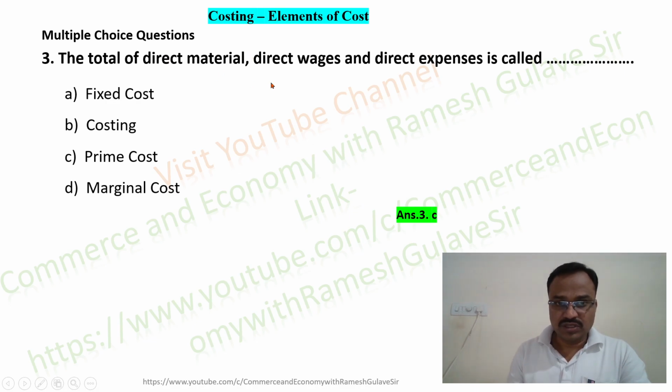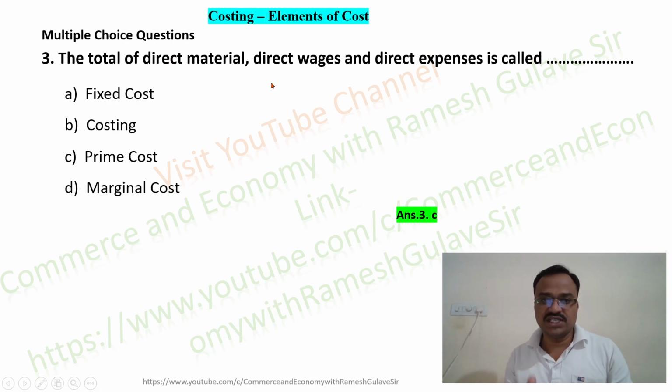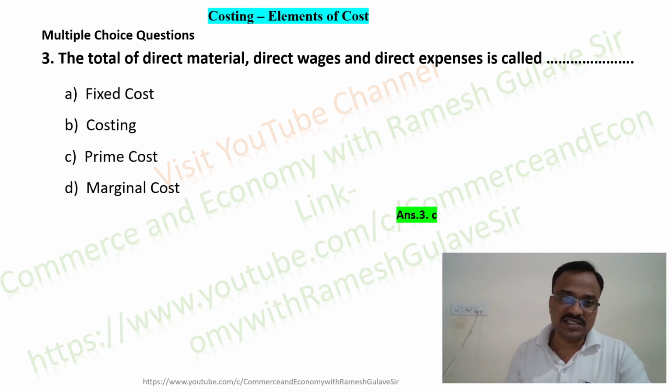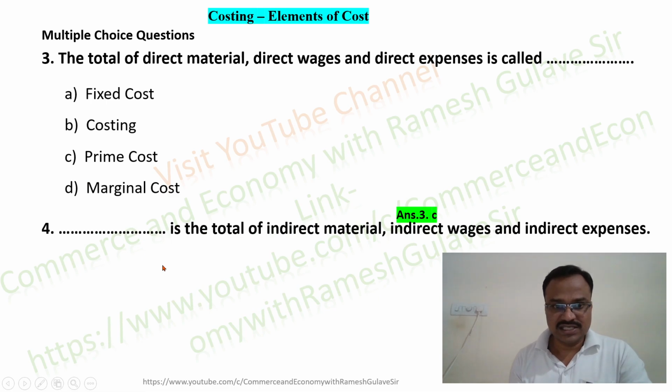We are going to discuss the format of cost sheet here so that you can understand the concept of elements and cost sheet properly, and accordingly you will be able to answer every question related to these elements and cost sheet, right? So for this question, the total of direct material, direct wages, and direct expenses is called prime cost. Next question says blank is the total of indirect material, indirect wages, and indirect expenses.